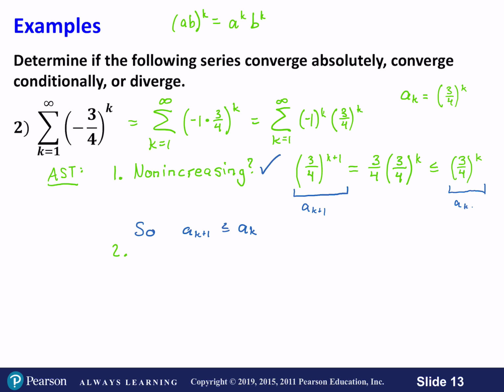The second thing that we would have to check is whether its limit is equal to 0. So we have the limit as k approaches infinity of (3/4)^k. This is an exponential. We have a number raised to the k power. Since that number is less than 1, this thing indeed is equal to 0. If you wanted any sort of explanation, you could write because 3/4 is less than 1. So this thing converges by the alternating series test.